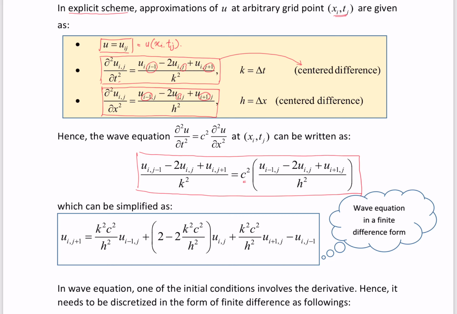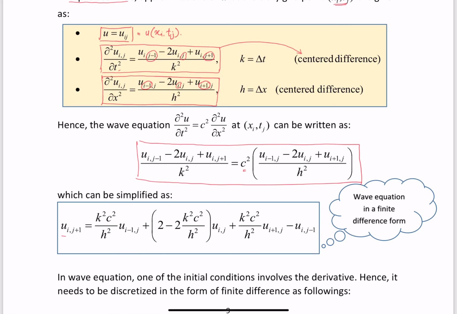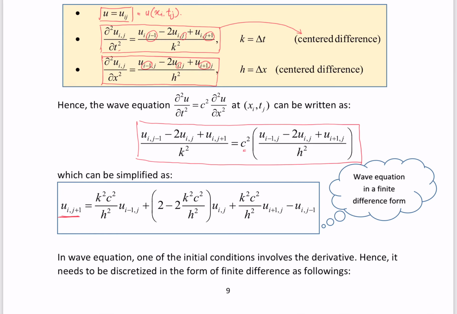And if you multiply by k square both sides and simplify, what you will get is u i j plus 1, which is our displacement distribution at the next level, which depends on a constant k square c square divided by h square, multiplied by u i minus 1 j, and then plus a constant 2 minus 2 k square c square over h square u i j, plus k square c square over h square u i plus 1 j minus u i j minus 1.